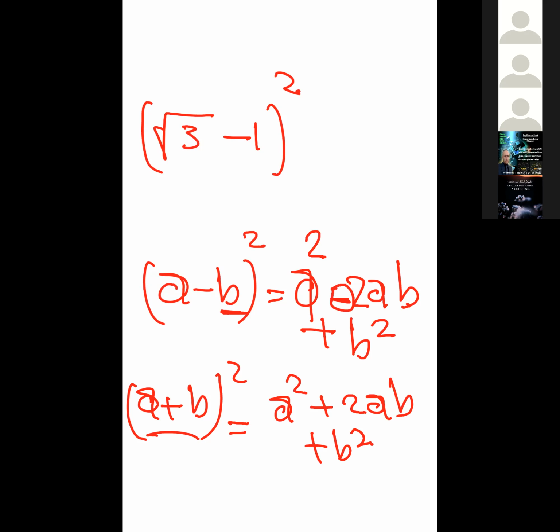So in this case, guys, I will apply this rule here. First term squared, which is a squared. So square root of 3 squared means 3. Then it's a negative sign here, so negative. Then 2 times first times second, 2ab. So 2 times square root of 3 means 2 square root of 3 times 1, also 2 square root of 3. Then positive. Second term squared, 1 squared means 1. That's it. Now it's clear?